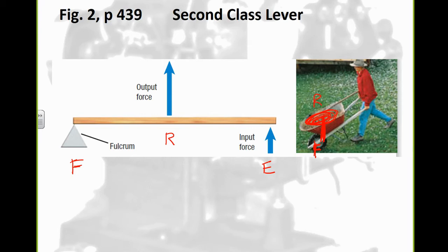And then where do we pull up on the handles? Well, we pull up on the handles over here, and so that's my effort. And so you can see with the wheelbarrow, we have a good example of the second-class lever.